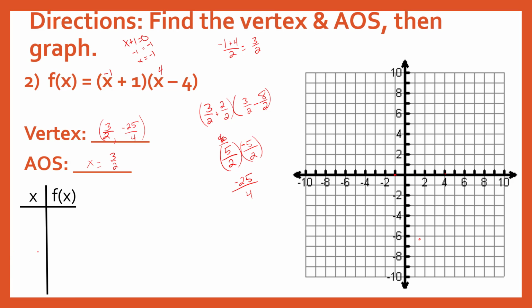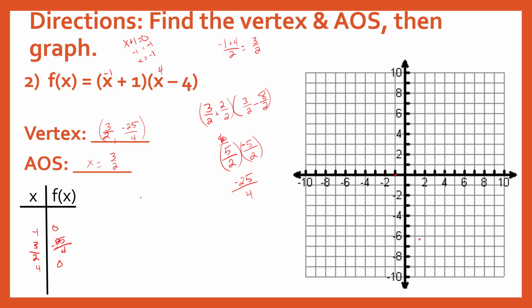And so we can fill in what we know. We have 3 halves, negative 25 over 4. We have an ordered pair that would be negative 1, 0. We have an ordered pair that would be 4, 0.